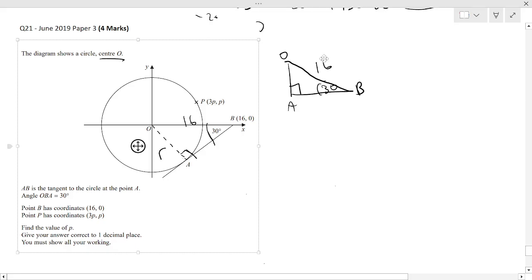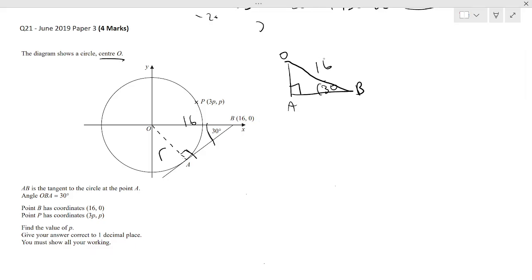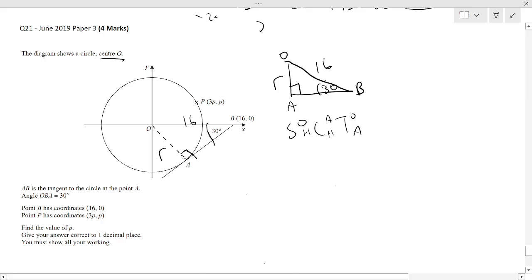Well, this is the radius r, isn't it? So I think that might help, right? This is the radius r. I think we can find the length of r and see what happens. Well, I'm going to need to remember SOHCAHTOA. So this is the angle, and the radius OA is opposite. So we need to consider the opposite and the hypotenuse. So it's going to be sine, right? Because we're dealing with the opposite and the hypotenuse.